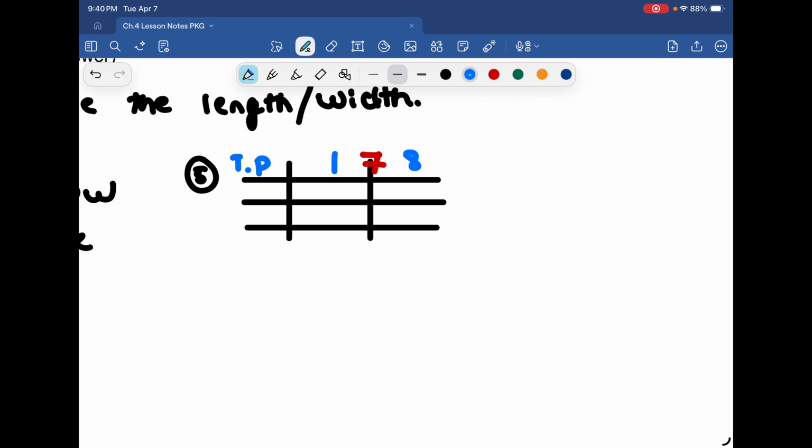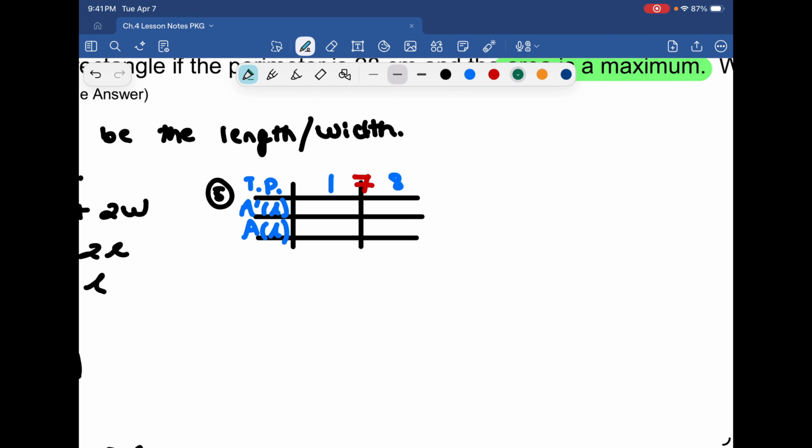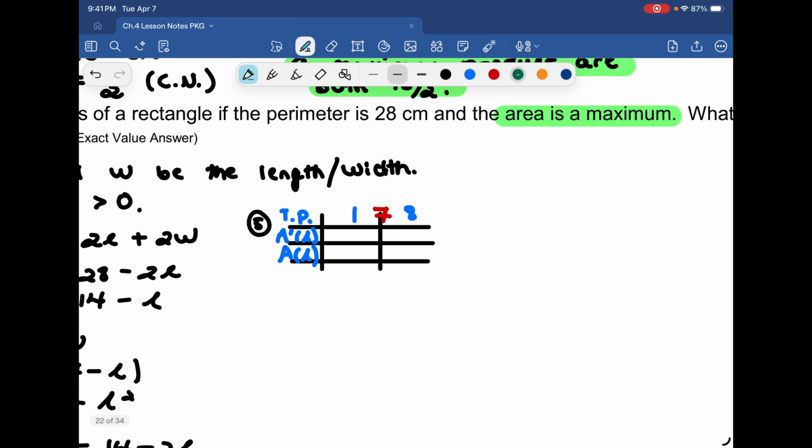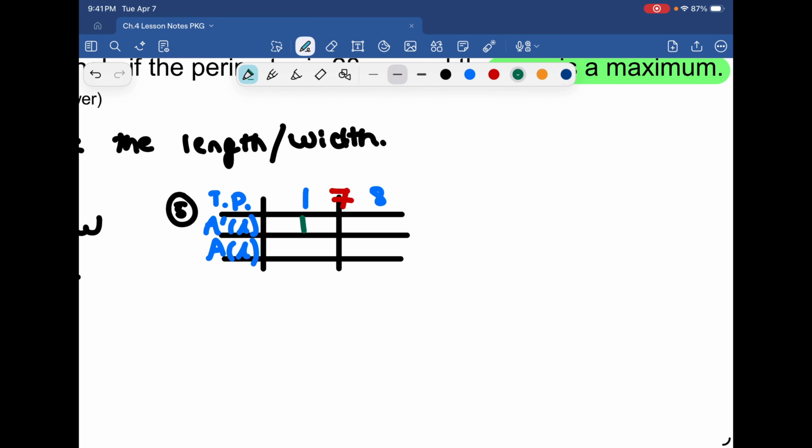And for the test point right here, I'm going to write my A prime of L and A of L, meaning what happens to the derivative, what happens to the function. Now from here, if I sub in 1 to this derivative, it's 14 minus 2. 14 minus 2 is going to be a positive.